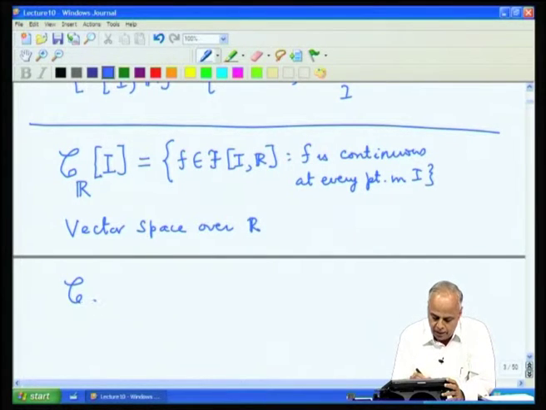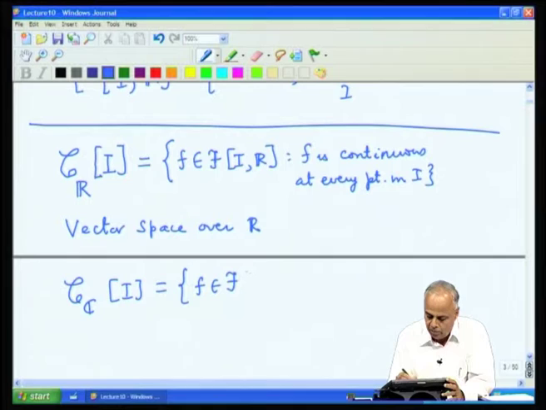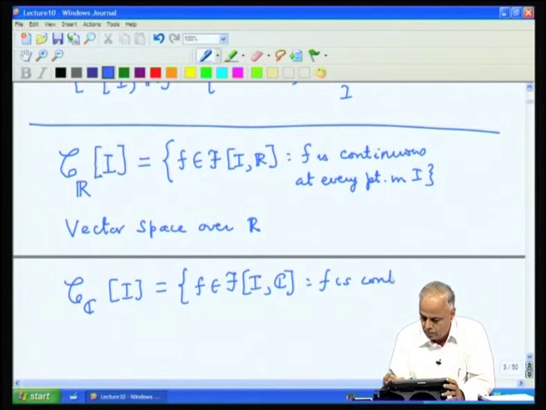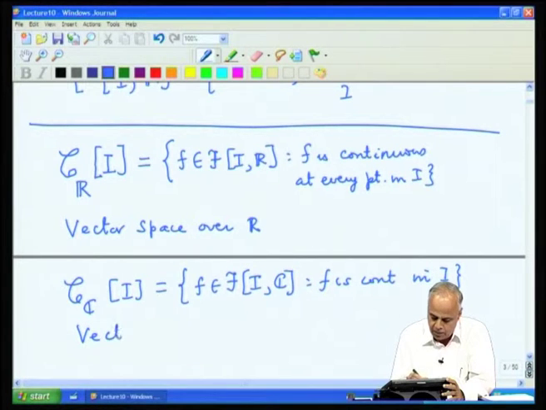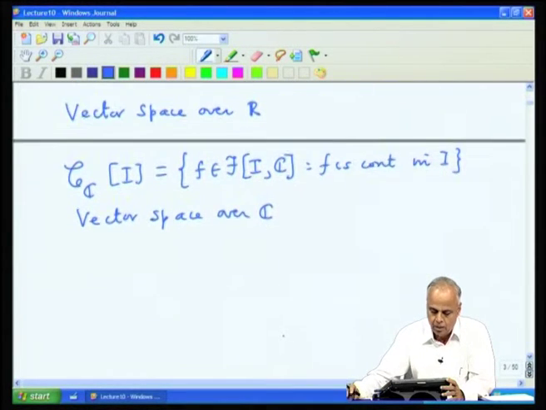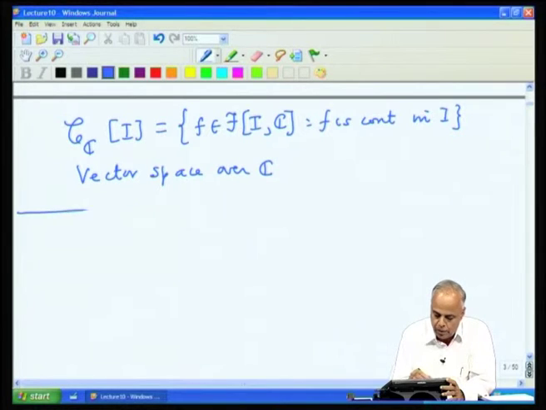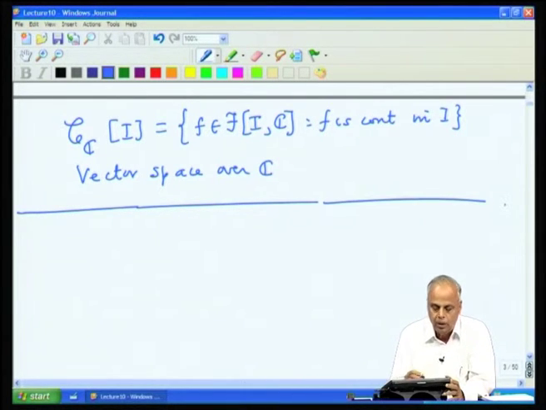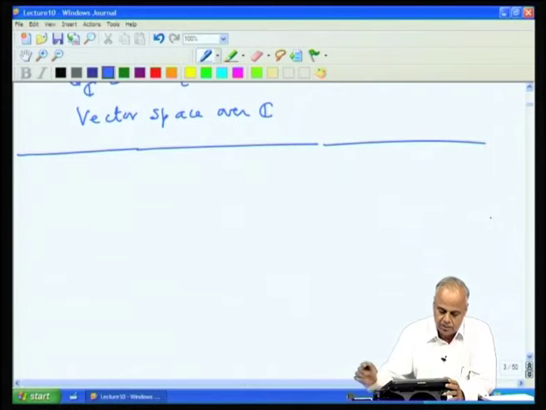Similarly, if we take the collection of all complex valued functions, they are functions from I, but they take complex values and f is continuous in I. Then this forms a vector space over C. We shall look at one or two more examples which are useful in analysis.